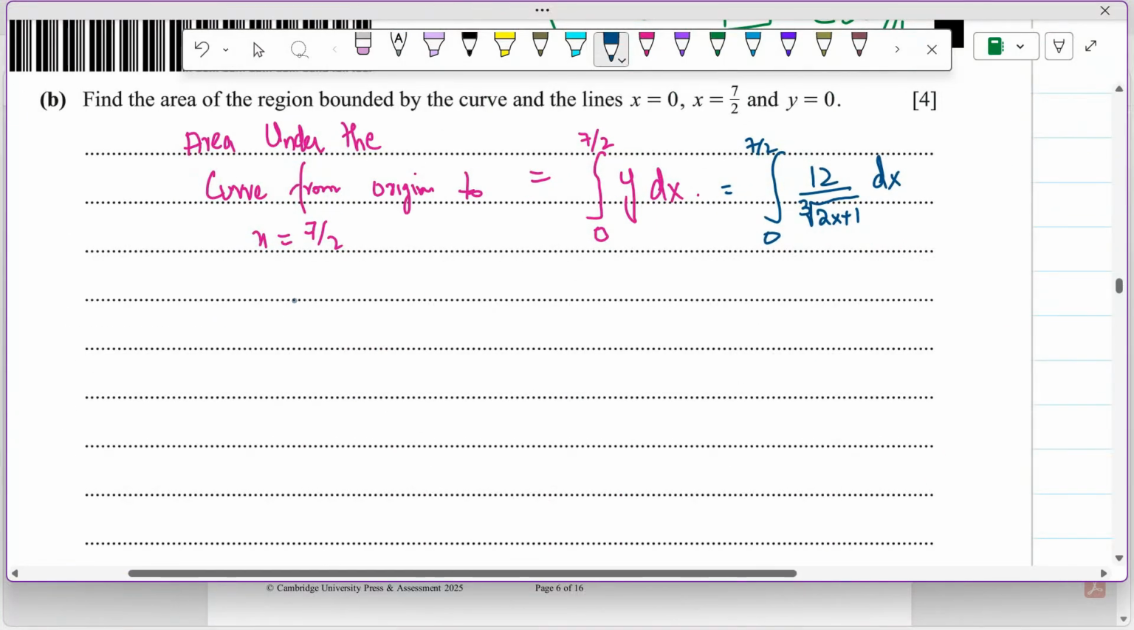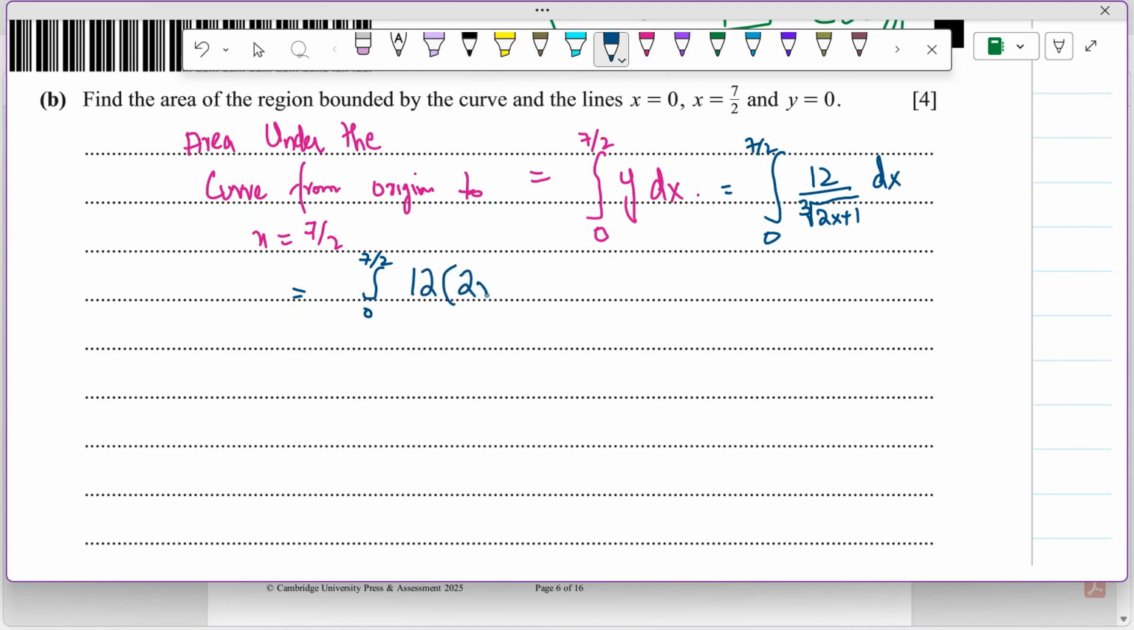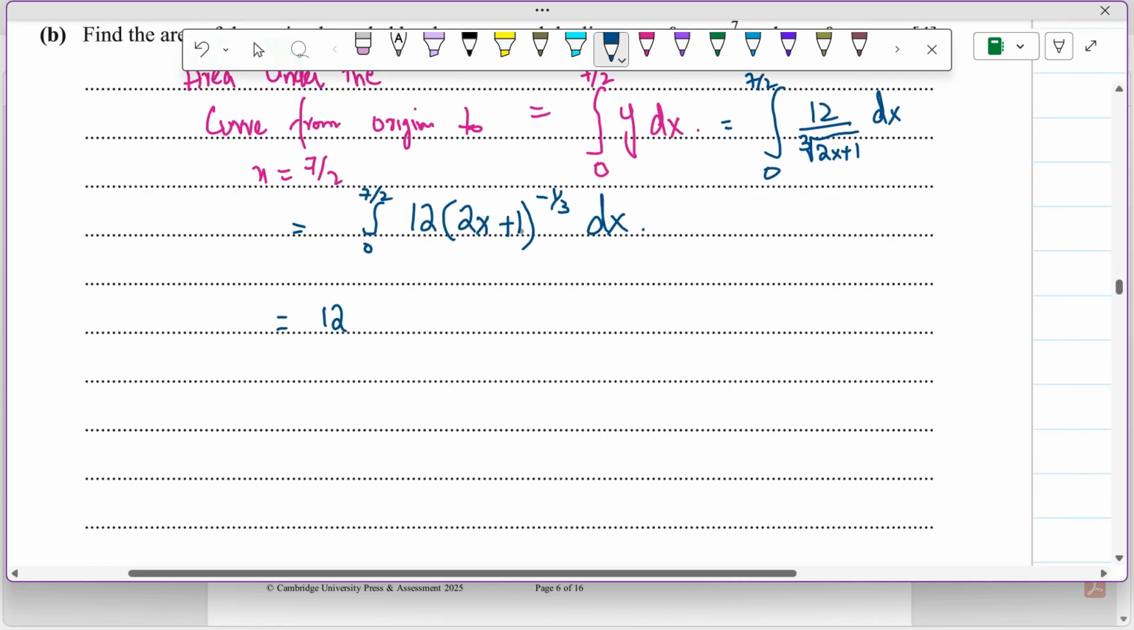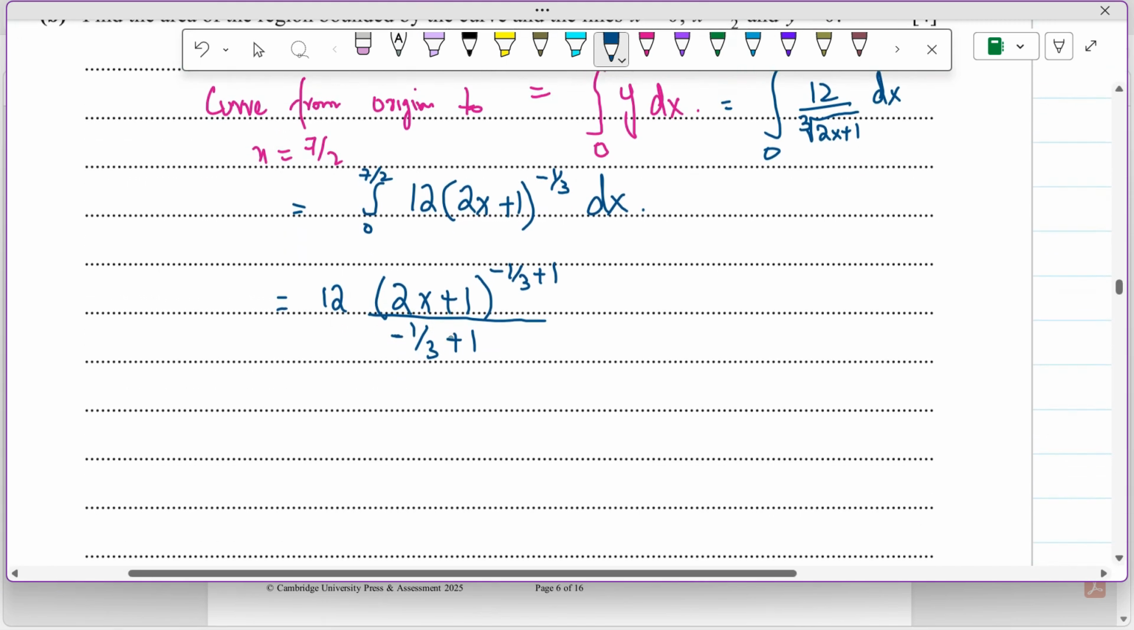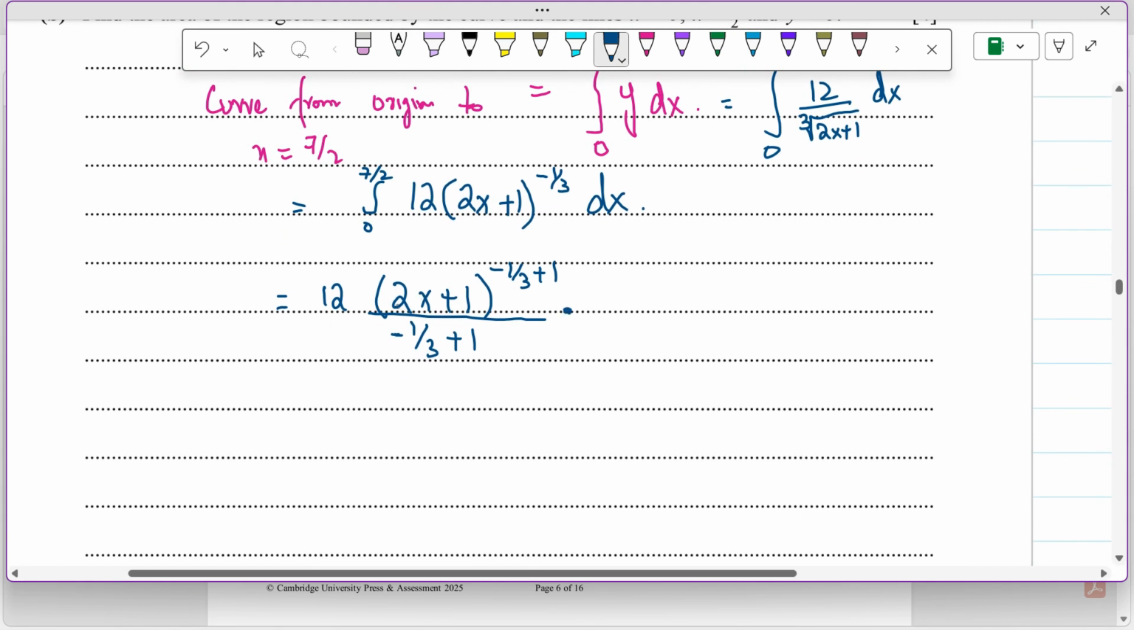Okay, so first we integrate it. So integration from 0 to 7 by 2 of 12, and this one is written as 2x plus 1 to the whole power of negative 1 by 3 with respect to dx. So 12 times the integration of 2x plus 1 whole power negative 1 by 3 is equal to 2x plus 1 whole power negative 1 by 3 plus 1, divided by negative 1 over 3 plus 1, and the multiple of x is 2, so it will be divided by that, with limit from 0 to 7 by 2.